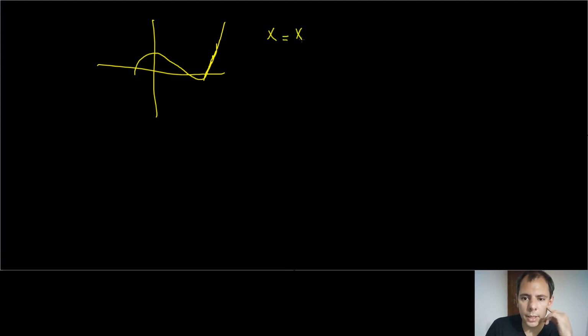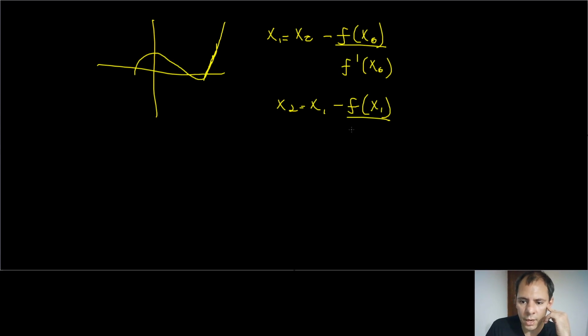So that was going to be x1 equals x0 minus f of x0 divided by the first derivative f prime of x0. You were going to find x1, and then here we're going to do the same thing. x2 equals x1 minus f of x1 divided by the derivative f prime of x1, right? You were going to do these things.